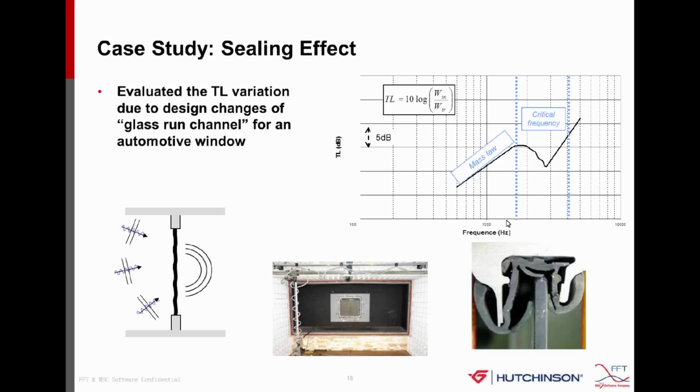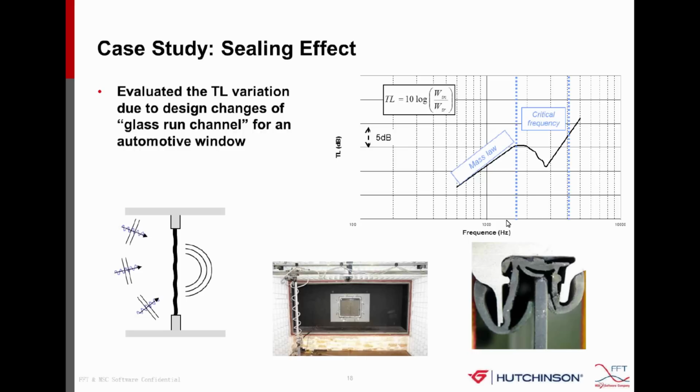And the next example is about the sealing effect on the transmission loss. Now, seals are a critical part in window design, especially in the automotive window. Now we are looking at the glass run channel design. There are actually 2 phenomena that happen on the sealing. So first, the seal is itself a conductor of acoustic waves. So there is acoustic sound transmission through the seal.